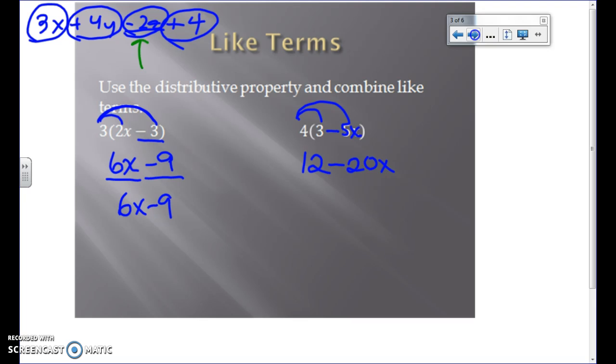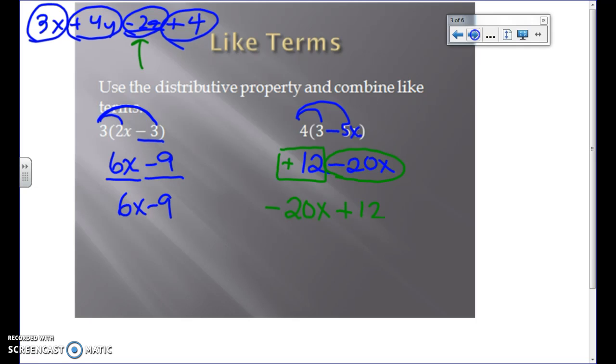Because this 20x has a minus sign in front of it, and because this 12 doesn't have a sign, I know that it is a positive 12. And so if I'm going to write this problem in order, I would like the negative 20x to come first because it has a variable part. So the best answer would be minus 20x, or negative 20x, and then because this 12 did not have a sign, we know that it is positive, plus 12.